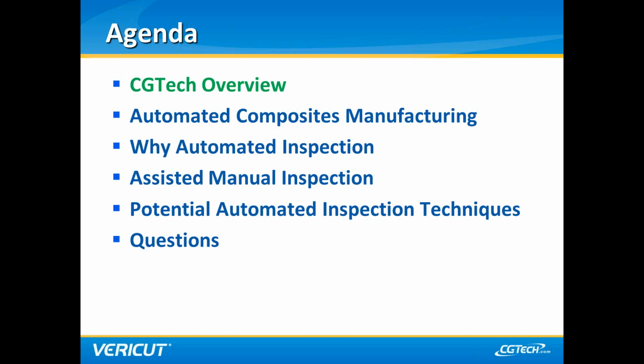From there, we move on to why we may be interested in automating inspection processes for composite manufacturing, what benefits we may see, how it could save us time and savings, and why we haven't got there yet today. Then we'll jump into an example of an assisted manual inspection process, a step between a fully manual inspection and a fully automated inspection. And we'll spend a few more minutes talking about some potential automated inspection technologies. So without further delay, I'm going to get started with some background on CGTech.